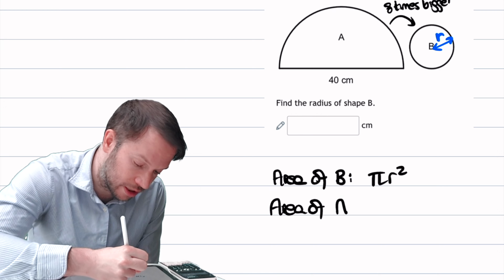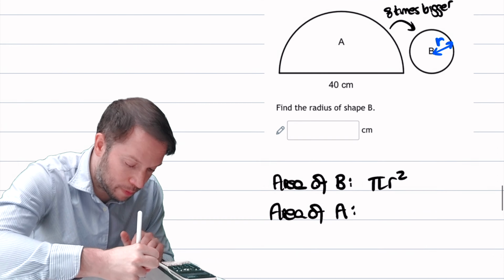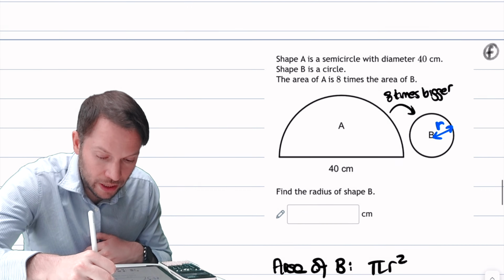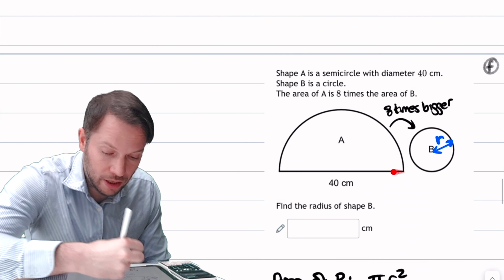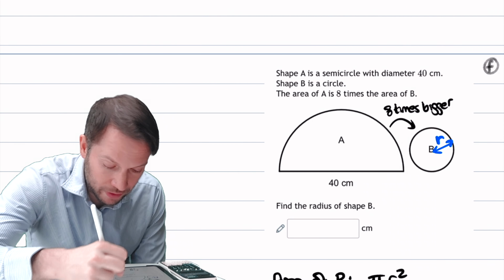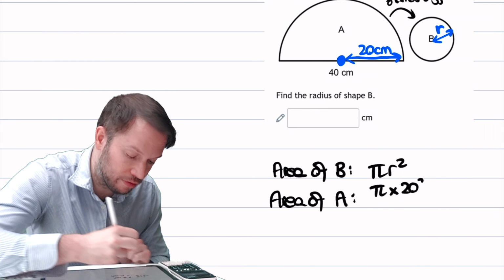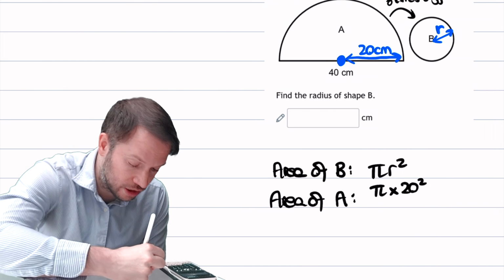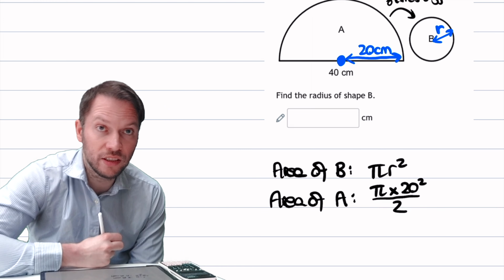Well, that's a little bit harder, but it's going to be pi times the radius squared. Now, what is the radius here? Well, the diameter is 40. The radius is just from the center of the circle to the circumference. So we want 20 centimeters. So the radius is 20. So it's going to be pi times 20 squared, pi times the radius squared. But we've only got half a circle. So therefore we need to divide that area by 2.